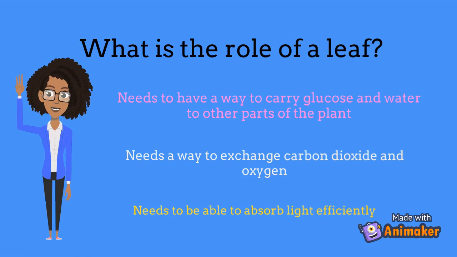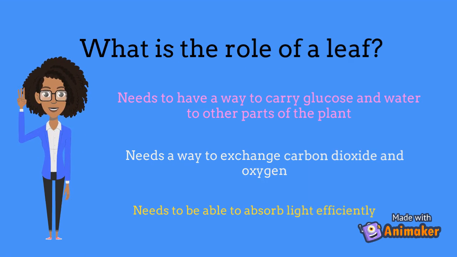So, what is the role of a leaf? A leaf has three roles. The first is that it needs to have a way of carrying glucose and water to other parts of the plant. The second is that it needs a way to exchange carbon dioxide and oxygen. And finally, the final role of a leaf is to be able to absorb light energy efficiently.